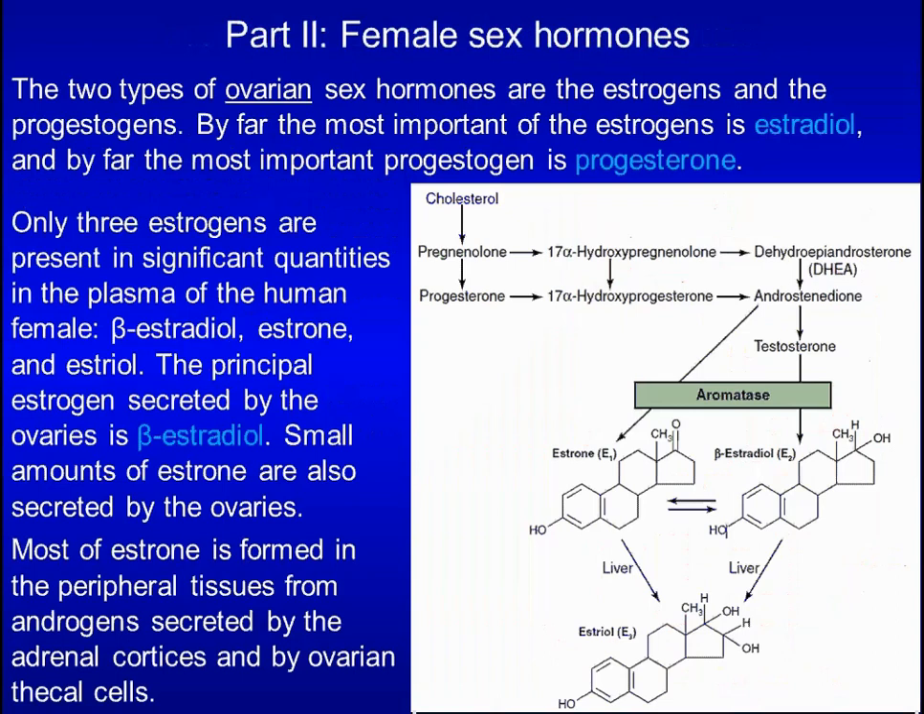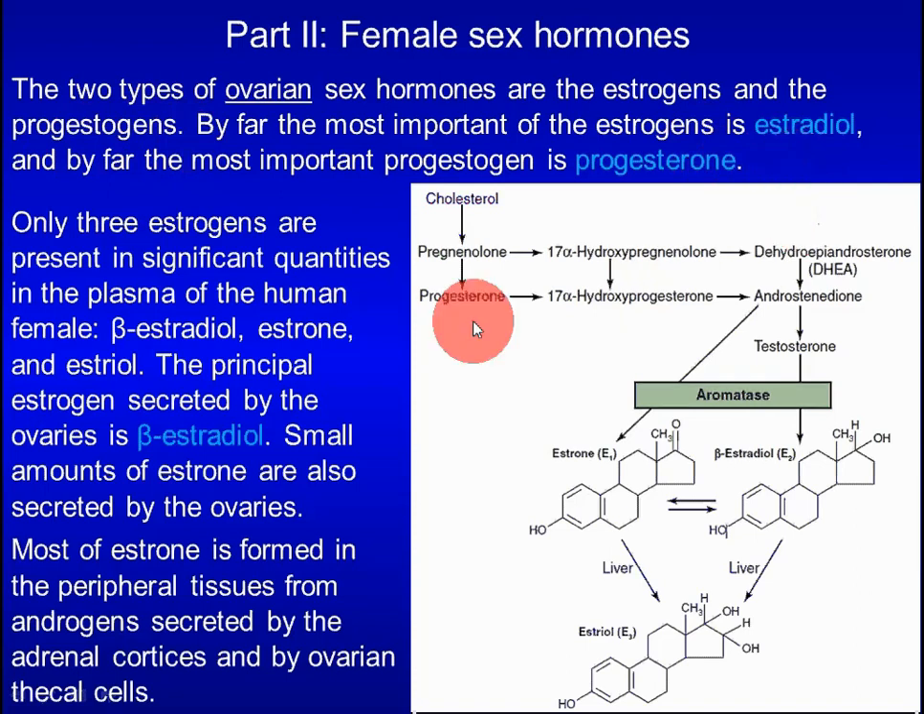Now, let's move to part 2. In females, two types of ovarian sex hormones are estrogens and progestogens. By far the most important of the estrogens is estradiol. The most important progestogen is progesterone.